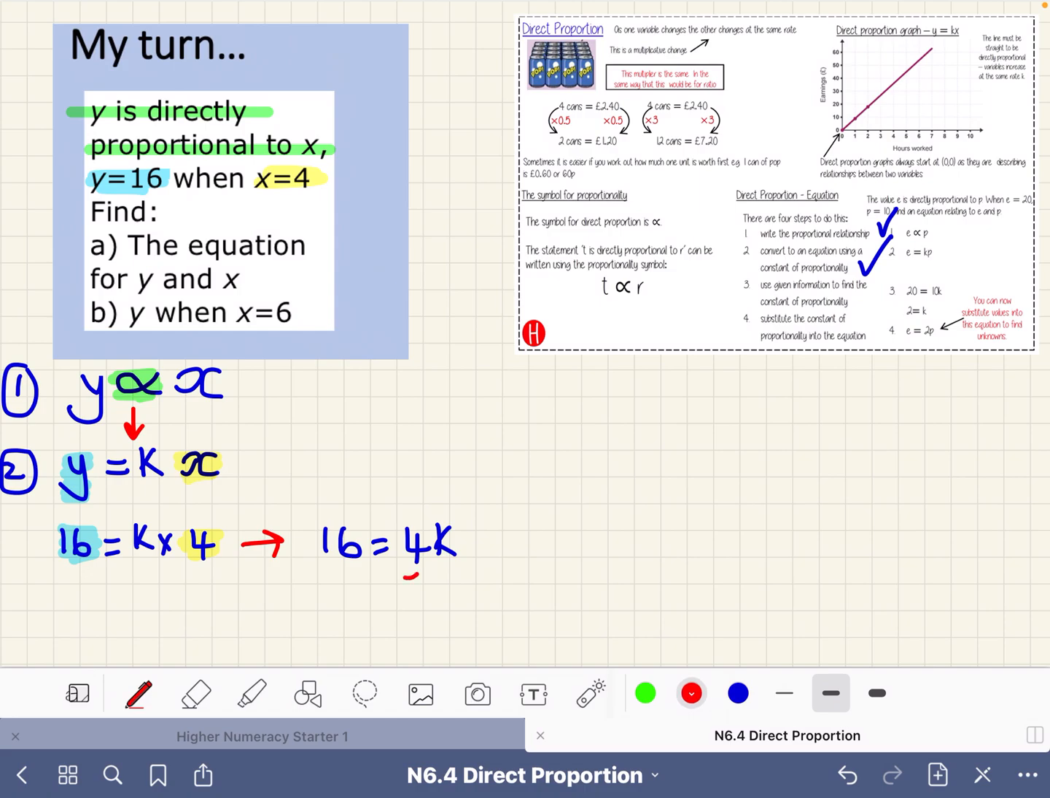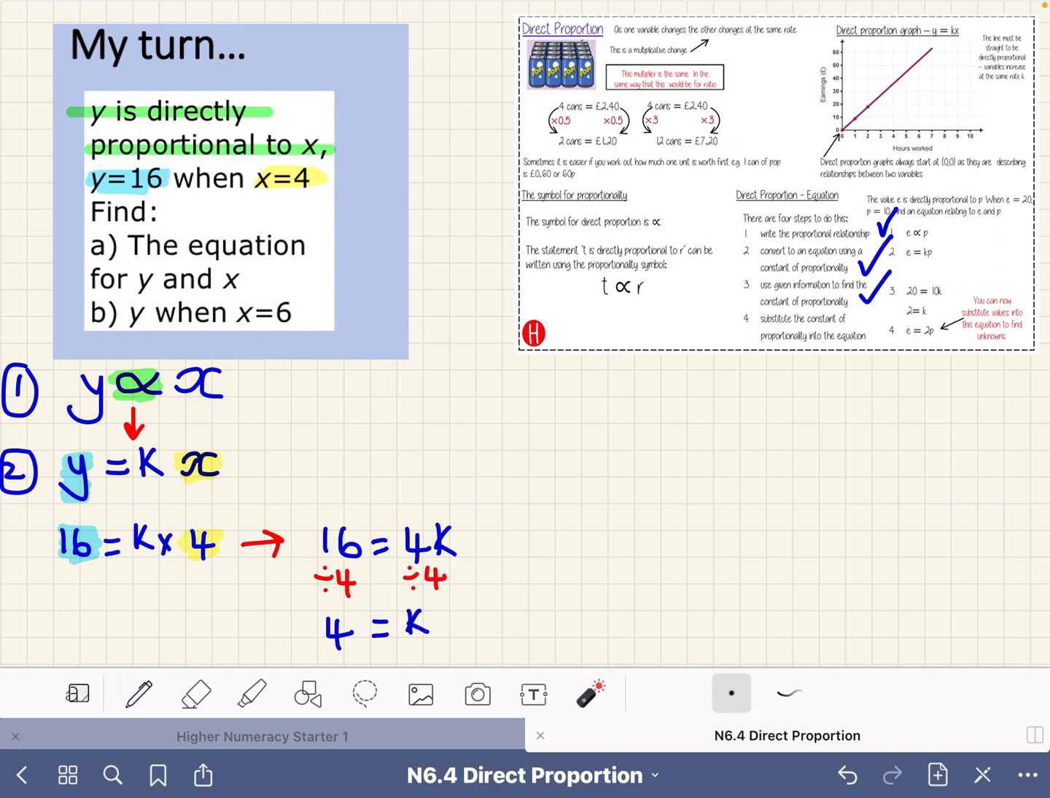Now we divide by 4 and divide by 4, as at the moment we want k to be on its own and we are multiplying by 4. That means 16 divided by 4 is 4, and that is equal to k. We have now completed part 3.